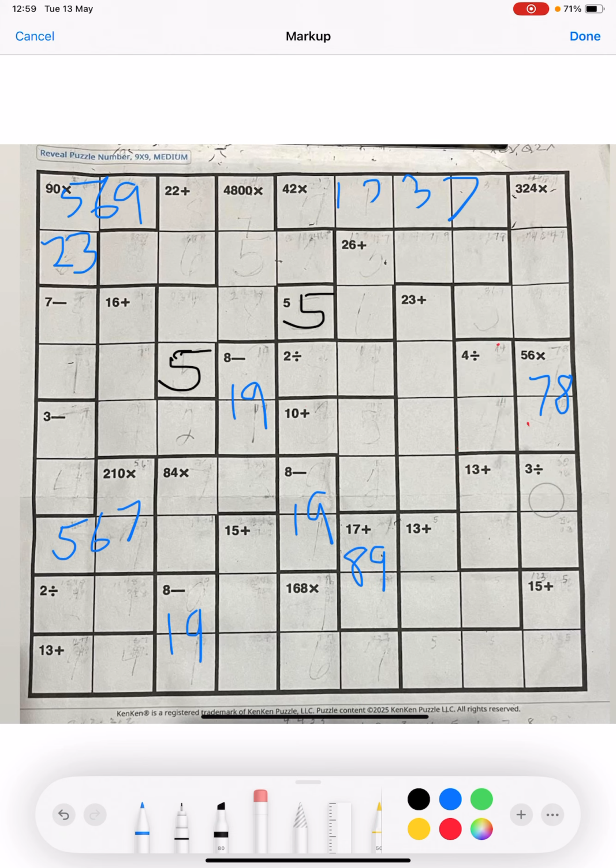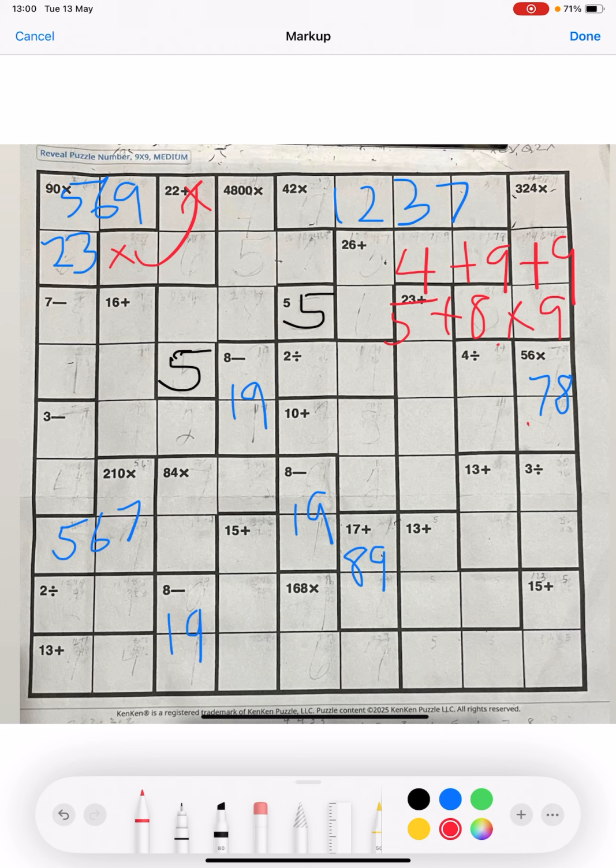Okay, let's rub those all out. Let's put those 1, 2, 3, 7 back in. Okay, so what I'd like to do next is have a look at this 22 cage. So 3 numbers that add up to 22. I could have a repeat because I go around the corner in the cage. So I could have 4 plus 9 plus 9. I'll increase the minimum number. If that's the only one I've got with a minimum 4, I could have 5 plus 8 plus 9.